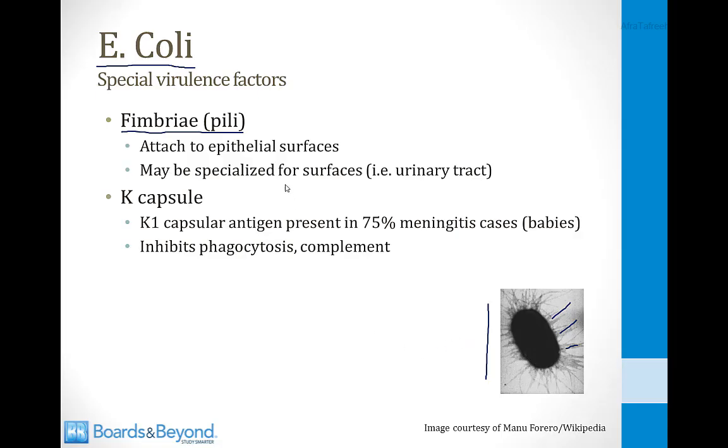These are the pili or fimbriae, and these can attach to epithelial surfaces, and they may be specialized for certain surfaces like the urinary tract, and this may be how E. coli attaches and ascends in the urinary tract.